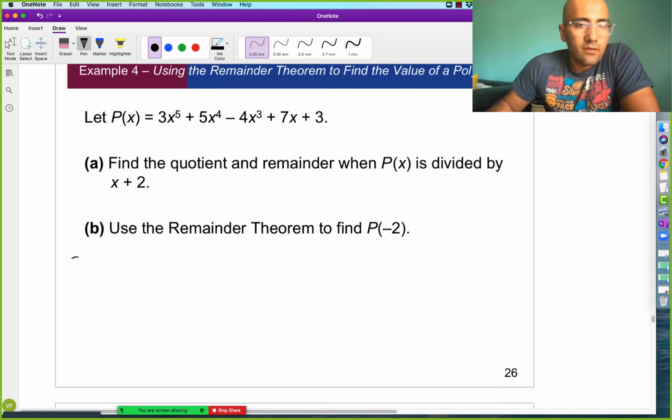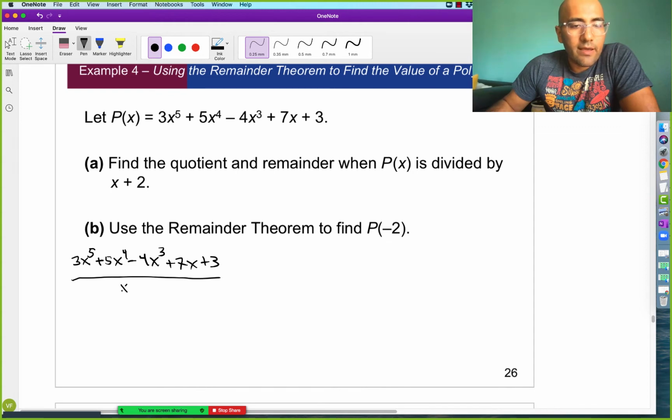We have 3x to the 5th power plus 5x to the 4th power minus 4x to the 3rd power plus 7x plus 3. And we want to divide the whole thing out by x plus 2. Let's do it with synthetic division. So to do synthetic division, we have to have a subtraction here. So we'd have to rewrite this as x minus a negative 2, right? Because we have to have a subtraction there for synthetic division.